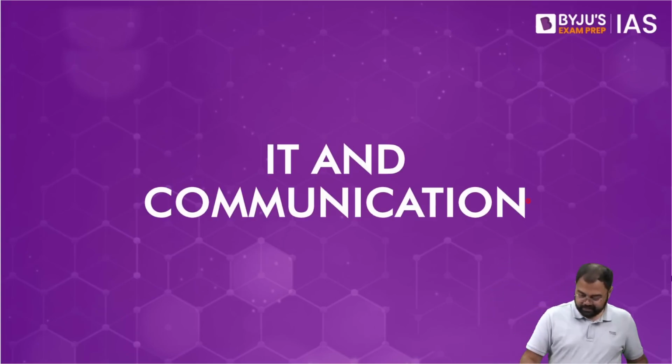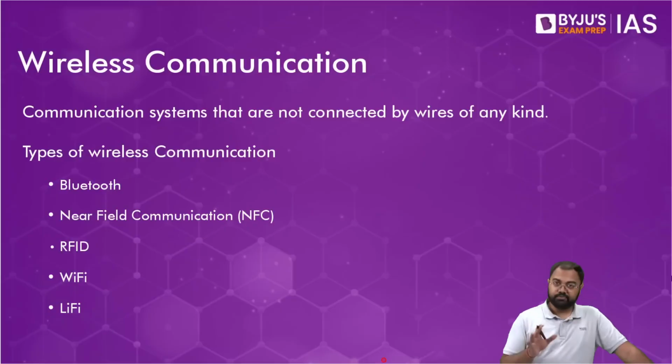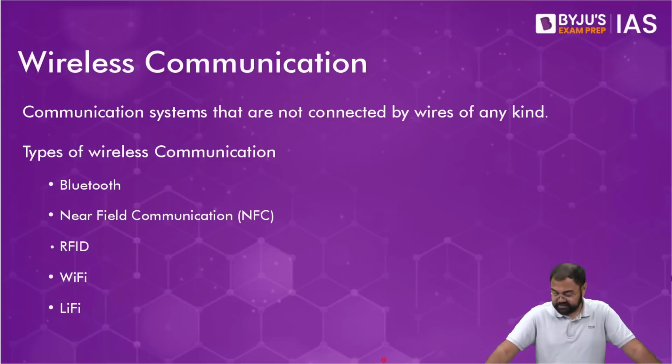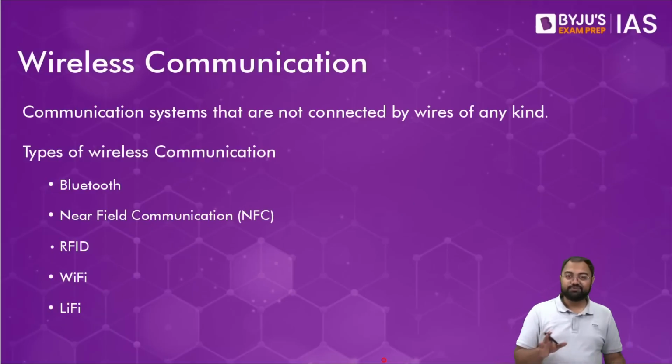Now, in this chapter, when it comes to IT and communication, first and foremost, the first part will be about wireless communication. Different forms of wireless communication is what we'll discuss as a part of this part. Now, when it comes to wireless communication, first and foremost, wireless communication means what? That you are not going to use wires, right? You are not going to use wires for your communication.